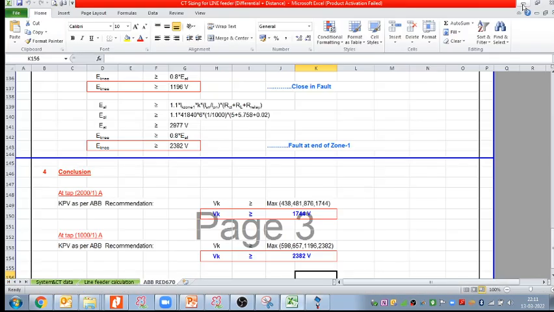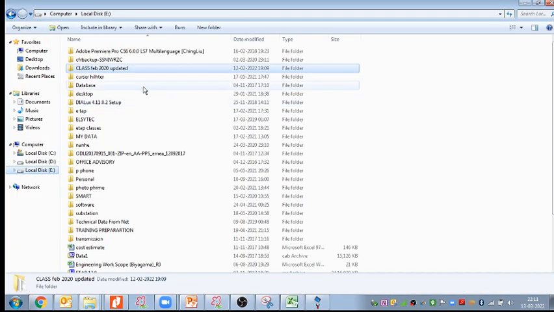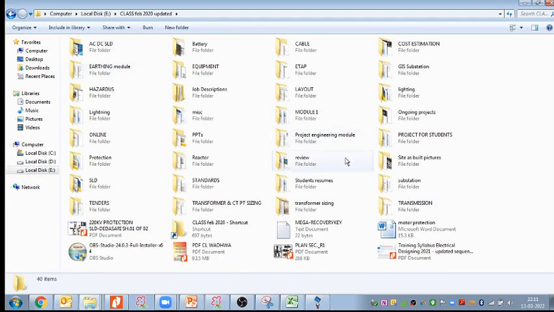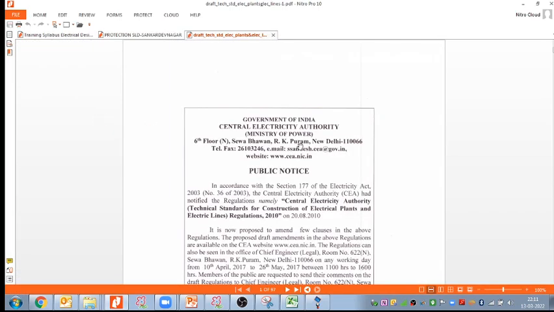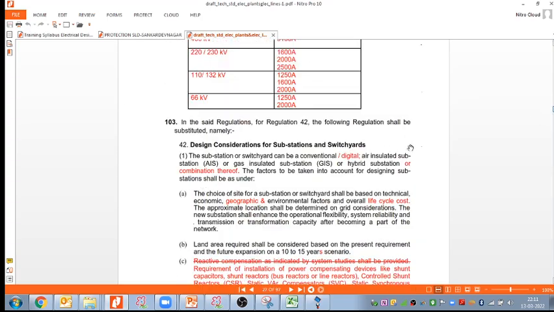Let me show you the CEA also. Please develop your understanding. Let me go to the CEA. What is the CEA standard? And then let me take the fault current based on the voltage.